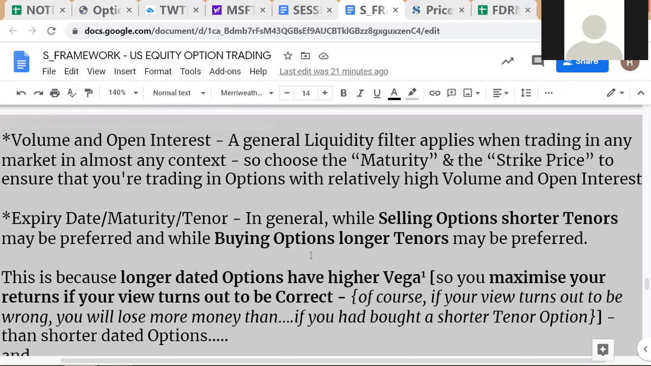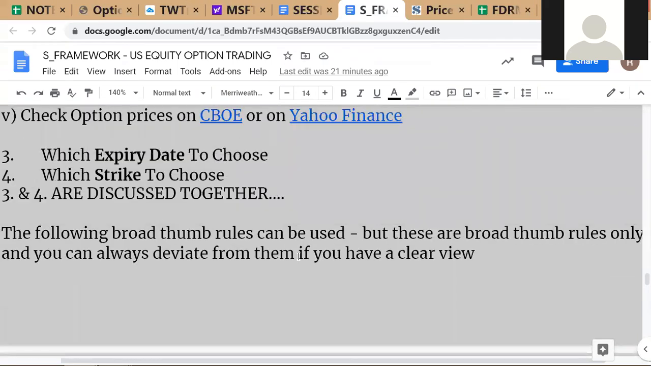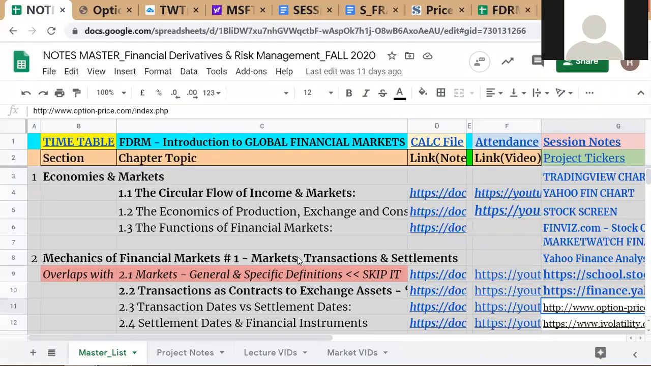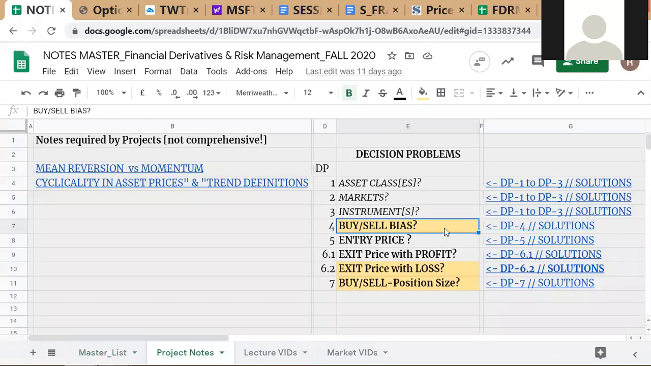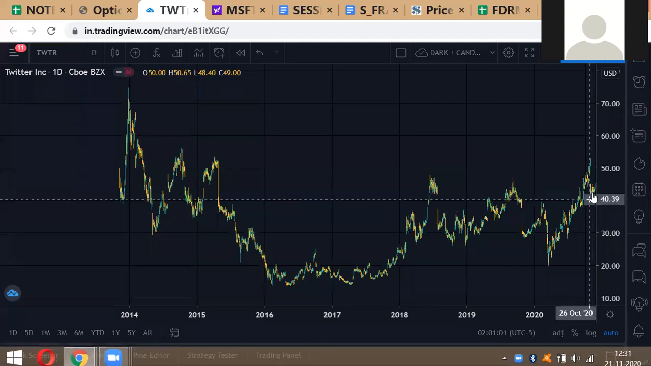Okay, good. So we'll go on to our next decision problem under the buy-sell decision problem. Under buy-sell in option trading, we have 4 decision problems. In the case of spot trading, we only have 1 decision problem. What should be my buy-sell bias? Just look at the chart of Twitter, decide if spot equity prices for Twitter are going up or down, and then buy. That's it.